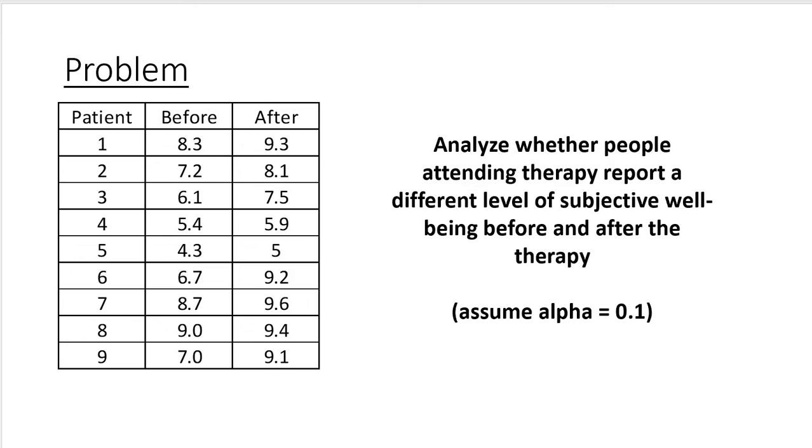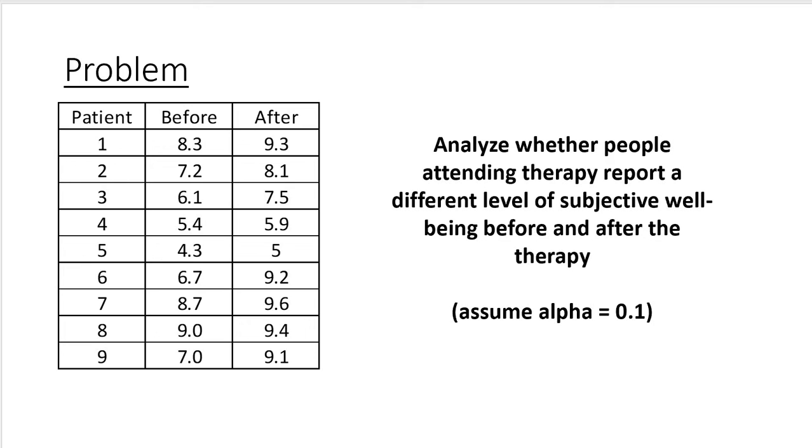Our task is to assess whether people attending therapy report a different level of subjective well-being before and after the therapy. And we assume that alpha is equal to 0.1. At this point, I hope it is very easy for you to figure out that we indeed perform a two-tailed test, due to the way our research task is formulated. So we are not interested in whether their state after the therapy is better or worse than before. For us, it's enough to know whether it is different.